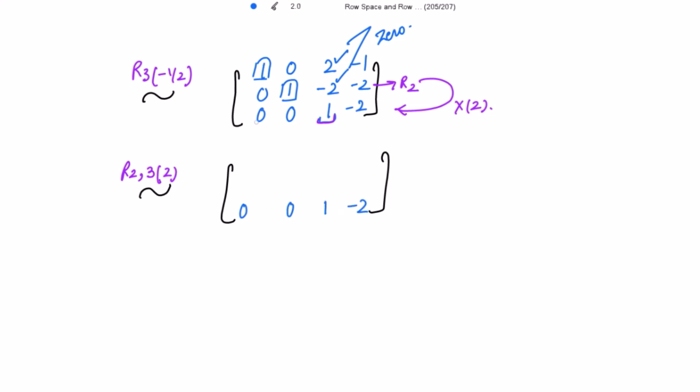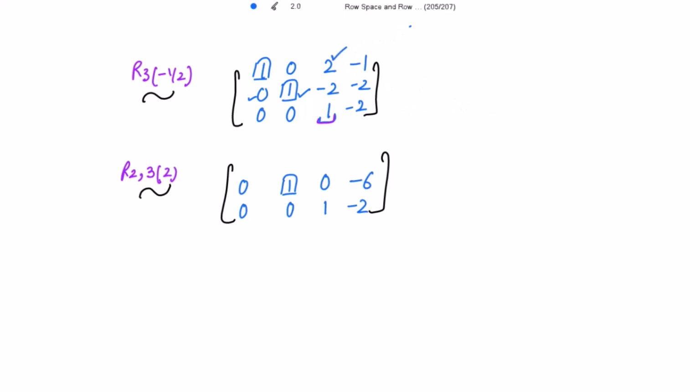Alright. 0 multiplied with 2 we get 0, adding this to 0 we get 0. 0 multiplied with 2 we get 0, adding this to 1 we get 1, no change. 1 is multiplied with 2 we get 2, adding this to minus 2 we get 0, this is what we need. Minus 2 multiplied with 2 we get minus 4, adding this to minus 2 we get minus 6.